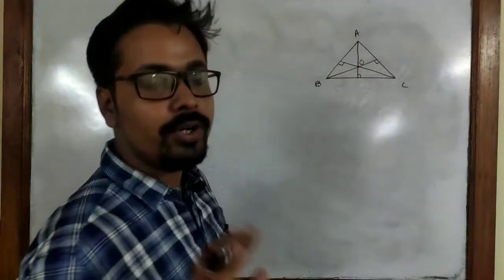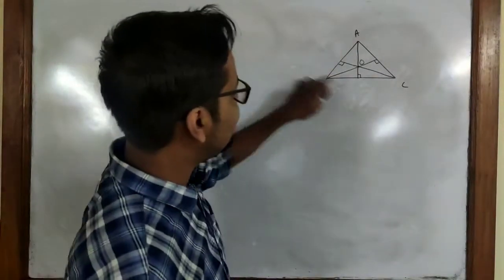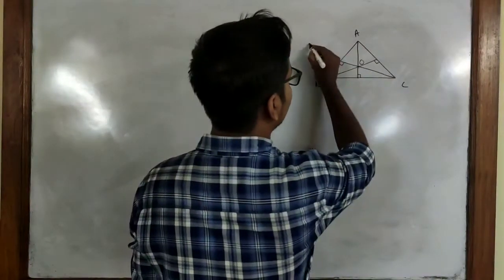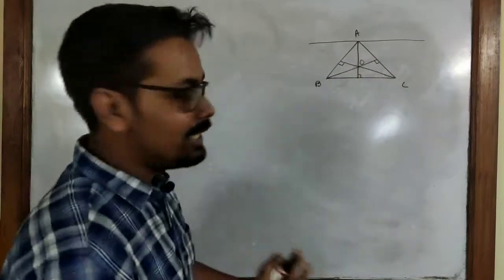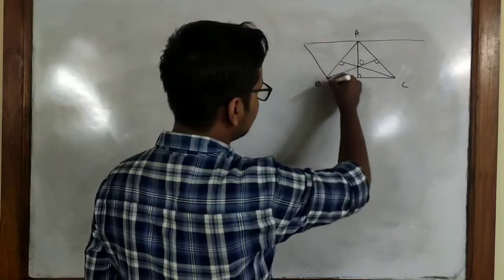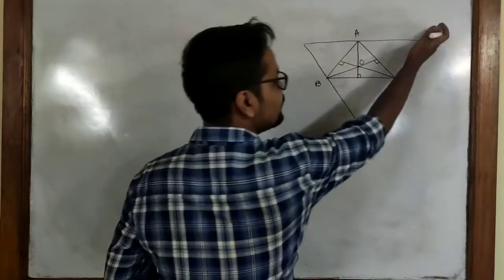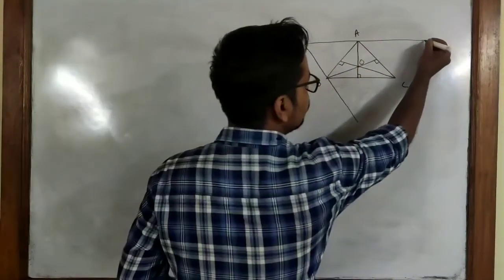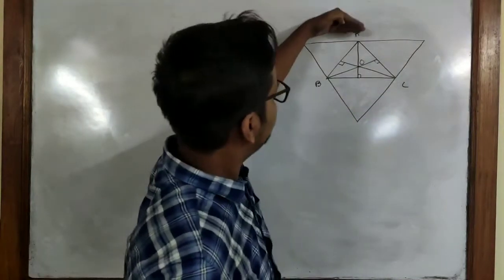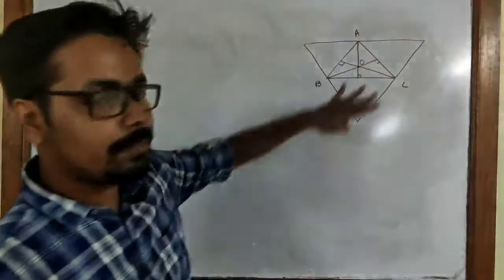Now we make some constructions. So what are the constructions? We will draw three lines passing through A, B and C. We will draw a line passing through A that will be parallel to BC. Then we will draw another line passing through B which will be parallel to AC, and another line passing through C which will be parallel to AB. So we are drawing three lines. This line will be parallel to AC, this will be parallel to BC, and this line will be parallel to AB. These are all parallel lines.